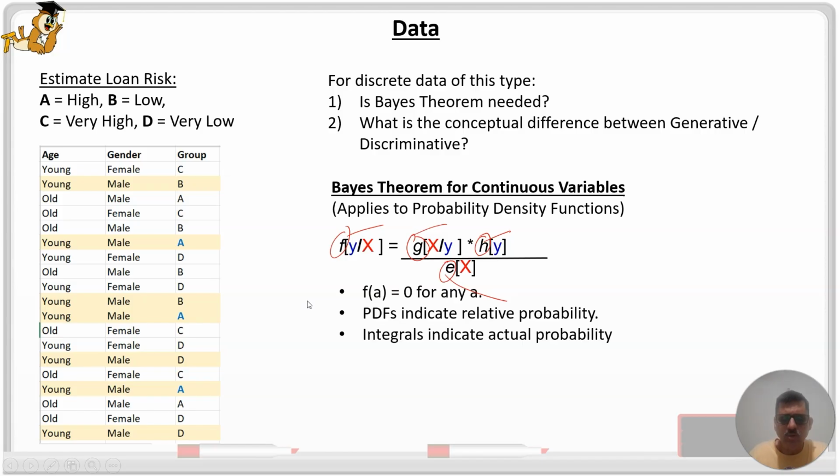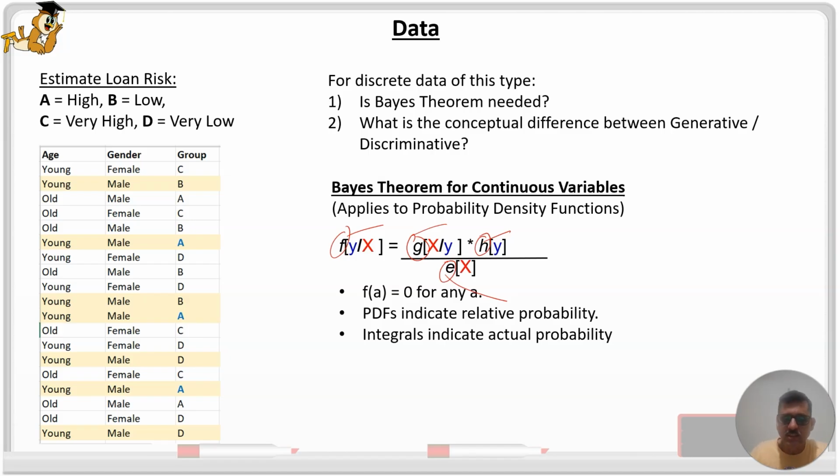Why is that important to understand? A couple of things about probability density functions. The probability at any particular value for a continuous variable is going to be 0, right?